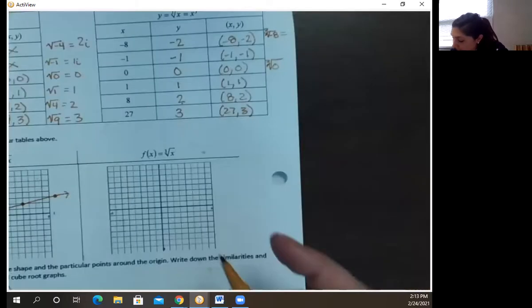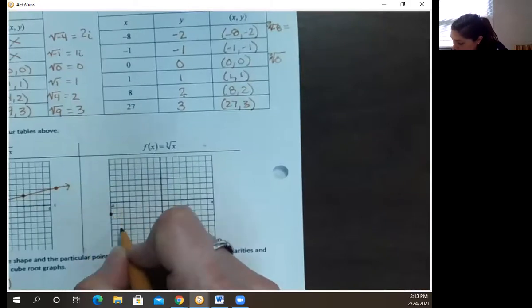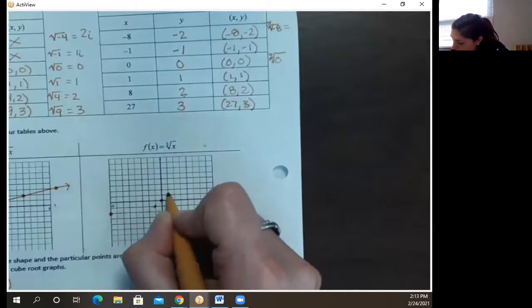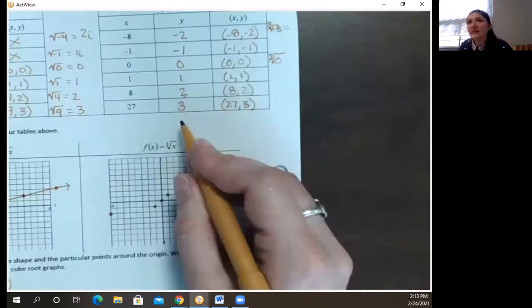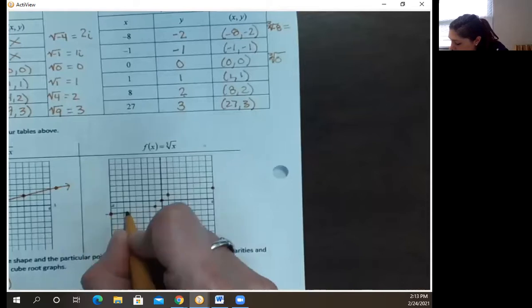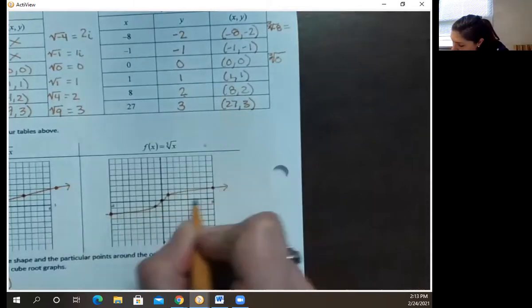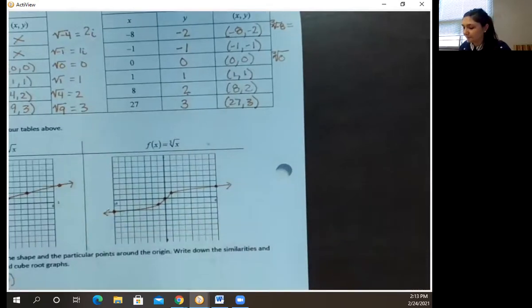I'm going to go ahead and plot my points here. So when x is -8, my y value is -2. Then I have the point -1, -1, 0, 0, 1, 1, 8, comma, 2. And then our last point, 27, comma, 3 is going to be pretty far off our graph, so I'm not going to worry about that one. I'm going to connect my points here and throw my arrows on the end. And there's my parent cube root graph.